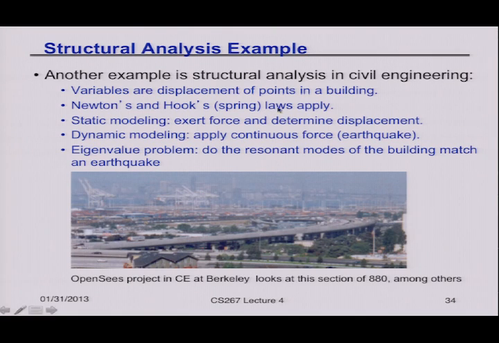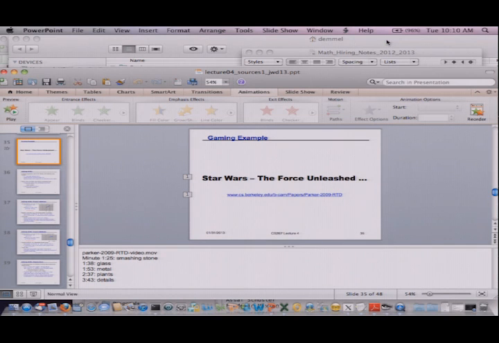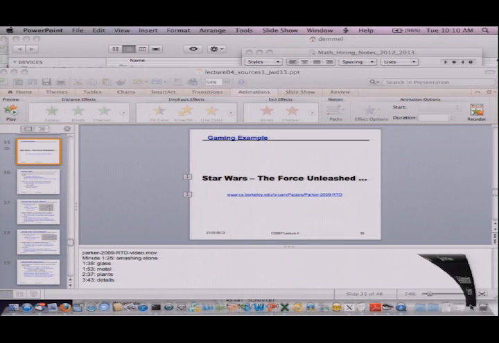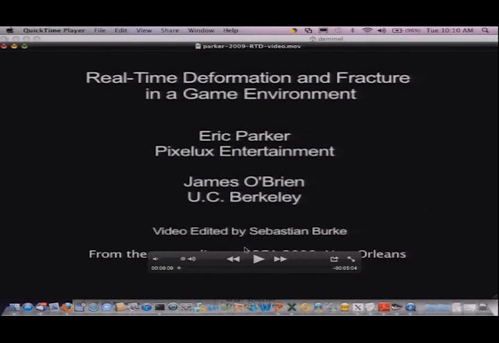And so we have to solve those problems too, and there's a big parallel computing project here in civil engineering that builds tools for this kind of stuff. And so finally, let me show another example, which people around the world use every day, whether they know it or not. And it's Star Wars, The Force Unleashed. Which was developed here by James O'Brien and released by Pixar.